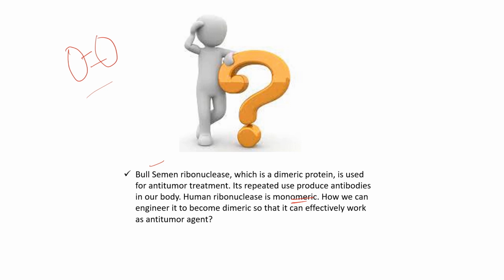Now you have to tell me how we can engineer this monomeric human ribonuclease to make it dimeric so that it can function as an anti-tumor agent. You have to tell me how we can make one subunit into two subunits. Correct? Which amino acid addition can do that?